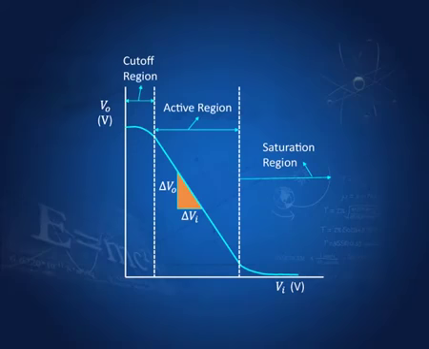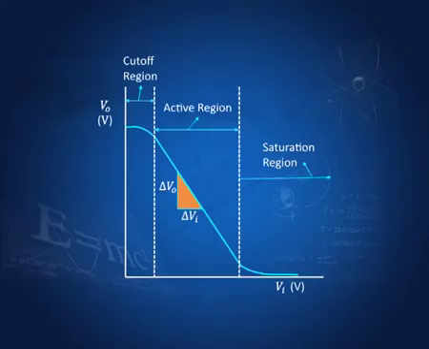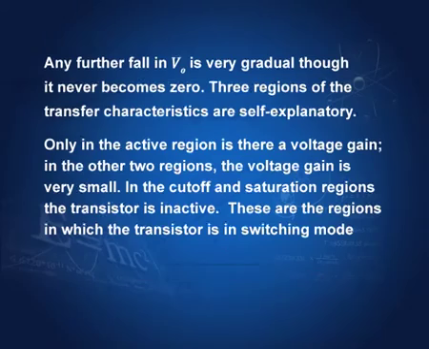And what is an amplifier? Which amplifies output with respect to the input. So, delta V0 would be larger than delta Vi. This ratio, delta V0 by delta Vi, gives us the voltage gain, how much Vi has been enhanced to get V0. That gives us the voltage gain of the transistor, and therefore, this region is the region where the transistor acts as an amplifier. Three regions of the transfer characteristics are self-explanatory. I have explained to you already.